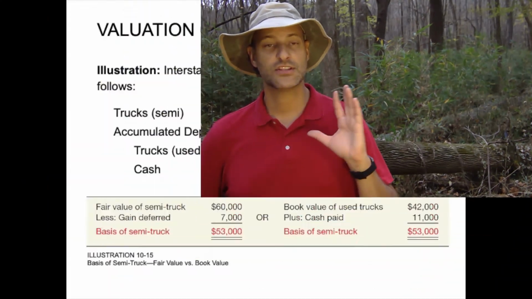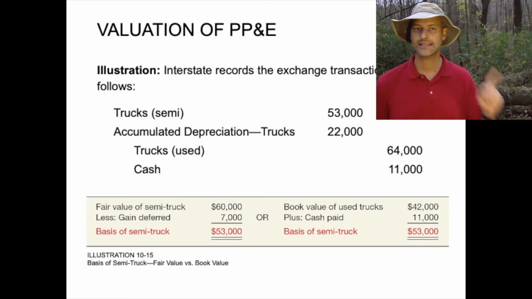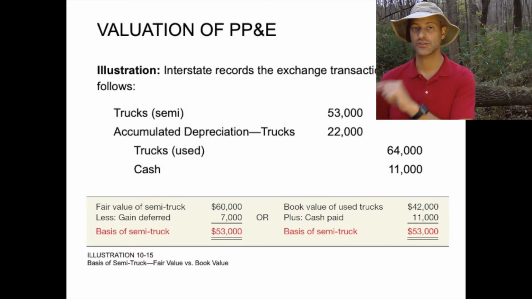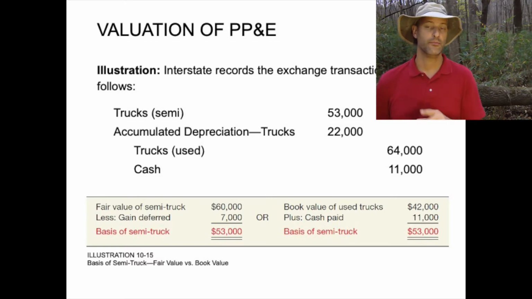So the new semi-trucks come on at $53,000, not the $60,000, because we're deferring the gain. So we don't get to recognize the gain, which is a credit of $7,000, and that reduces the book value of the new trucks coming on by the $7,000. So what was $60,000 now becomes $53,000.